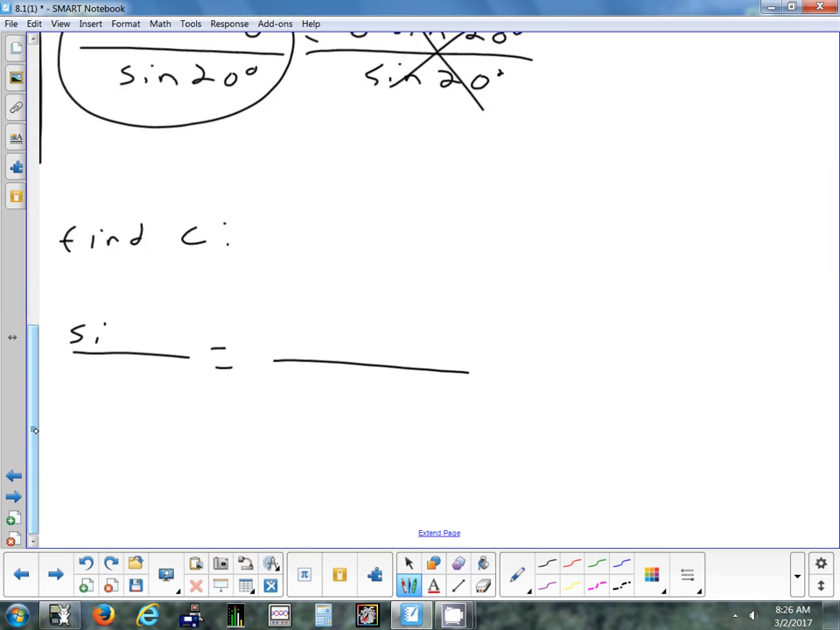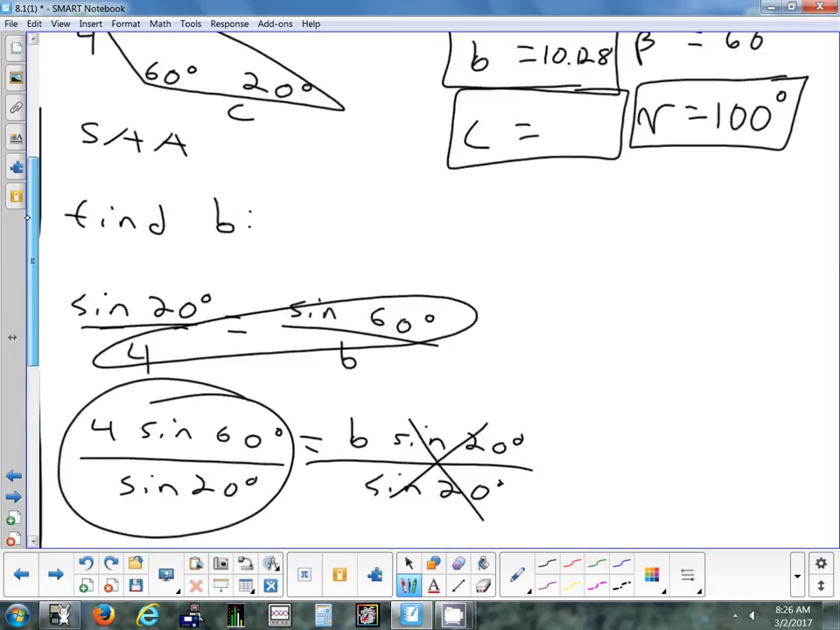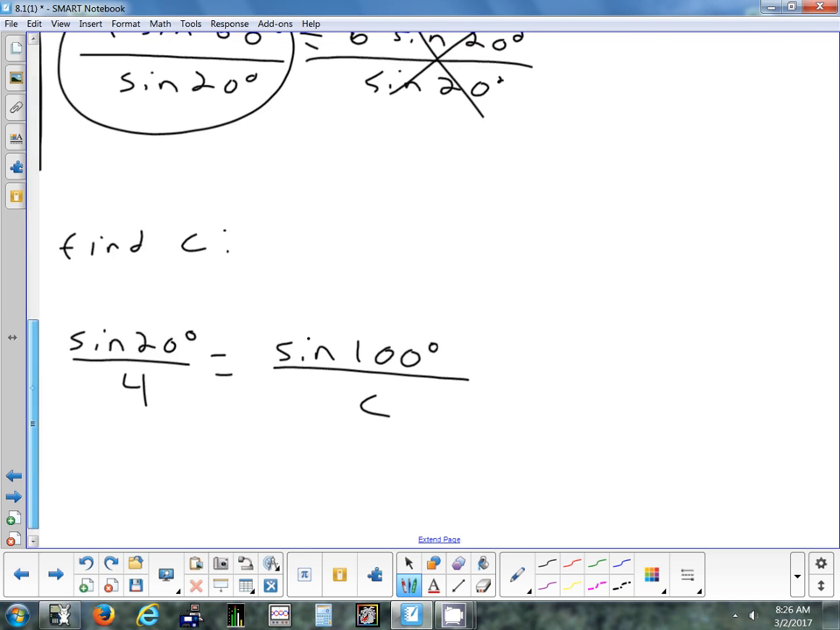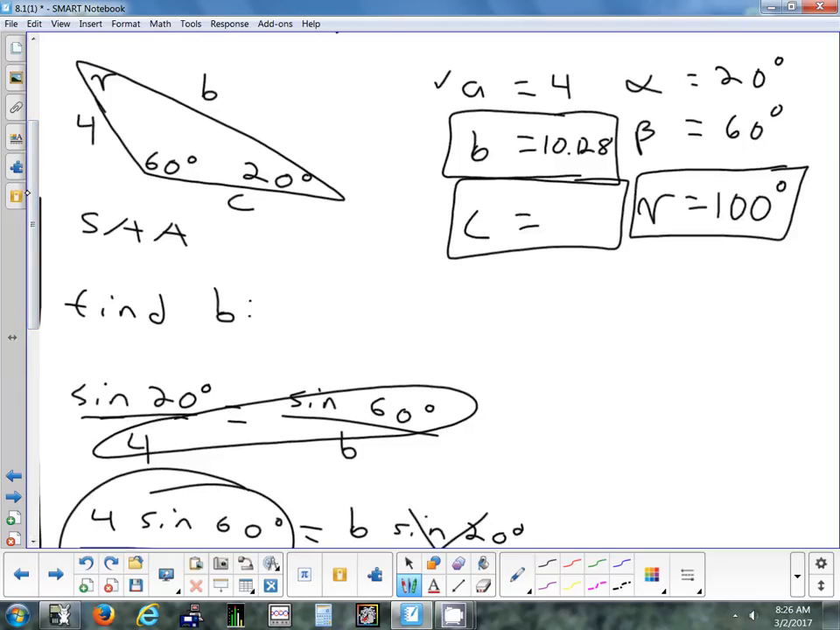Sine 20 over 4 equals, what's going to go on the other side? Sine of 100 over C. Now, what did we just do on that right-hand side, especially with that 100? What do we have to be very careful about with the 100 we just used?